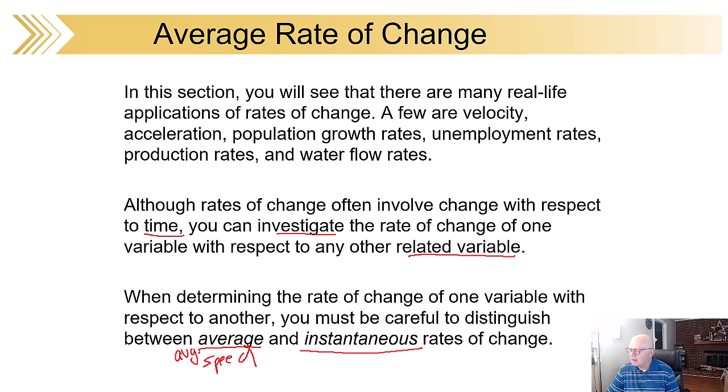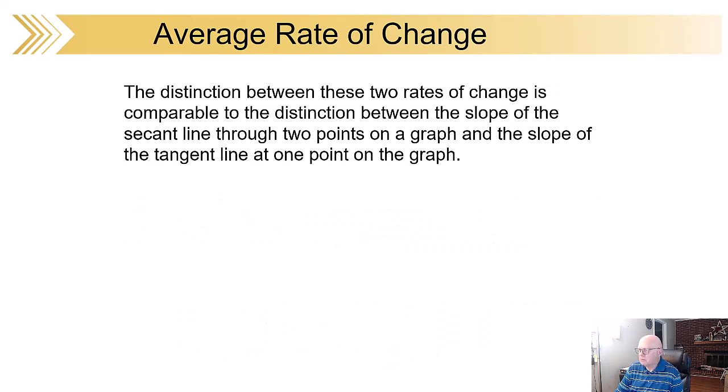Instantaneous means, suppose we're going through Charlotte on our way to Washington, D.C. As you pass the middle of Charlotte, you've got a certain instantaneous rate of change. That's what you see on your speedometer. So take special notice of the distinction between these two.